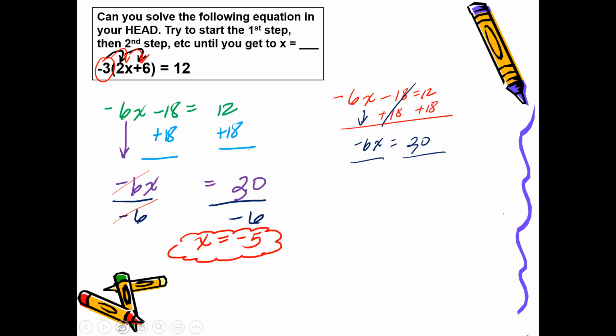How do you get rid of the negative 6 if it's negative 6 times x? Opposite of a times is a divide. So negative 6 cancels, x is by itself, and you have a negative 5.